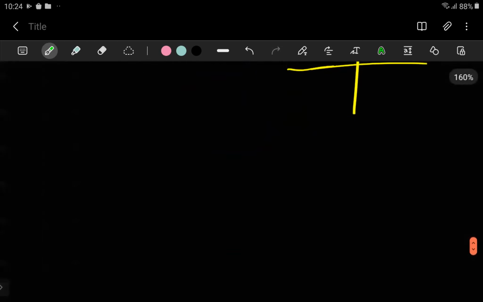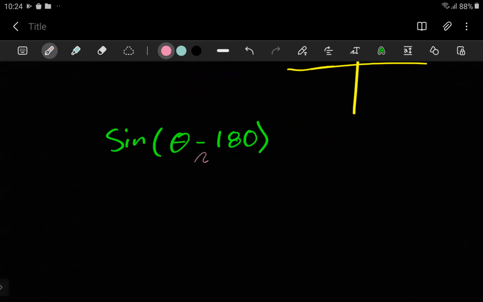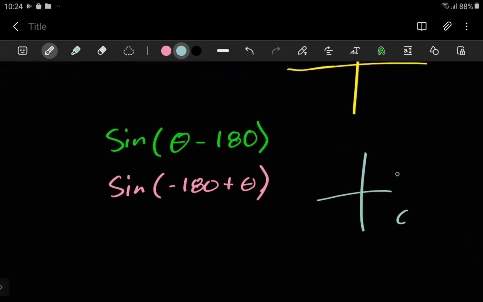The other way you can look at it is if you find stuff like this, right? 180 minus, I mean, theta minus 180. What I normally do is, if you swap these around, negative 180 plus theta. If you want to use your CAST diagram, you have to remember that anytime we minus, we always go clockwise. Anytime we plus, we go anti-clockwise.